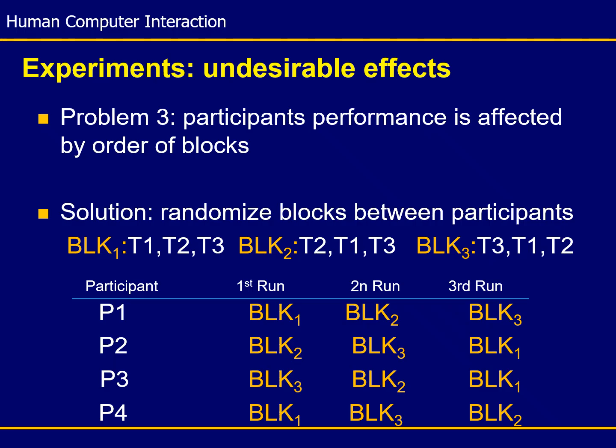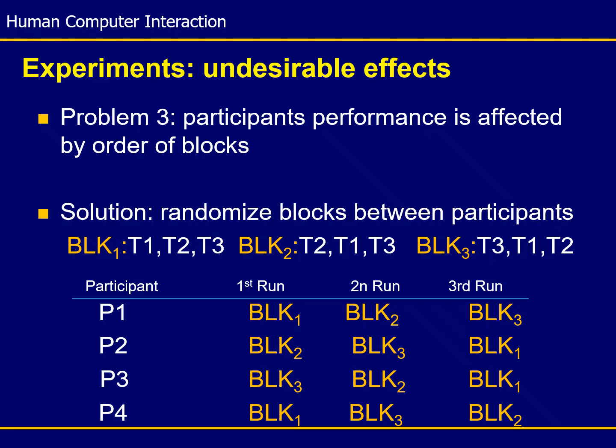Participant 1 will do block 1 first, followed by block 2, followed by block 3. Participant 2 will do block 2 first, followed by block 3, followed by block 1. And I've listed above this table at the bottom what is inside each block. As you see, I am rotating the trials within the block. Block 1 has T1 followed by T2 followed by T3, block 2 has T2 followed by T1 followed by T3, and block 3 has T3 followed by T1 followed by T2.